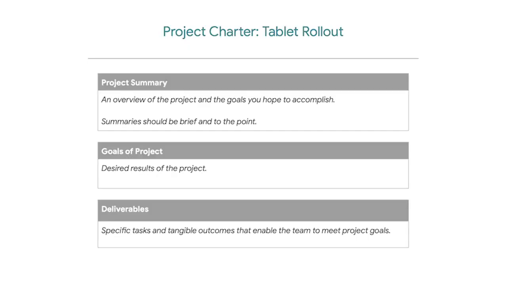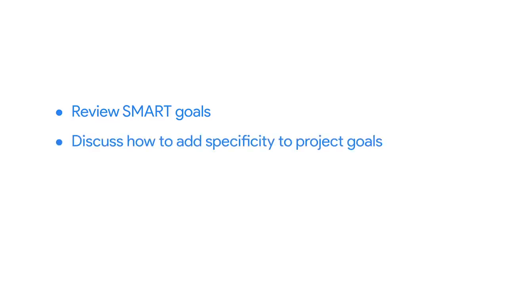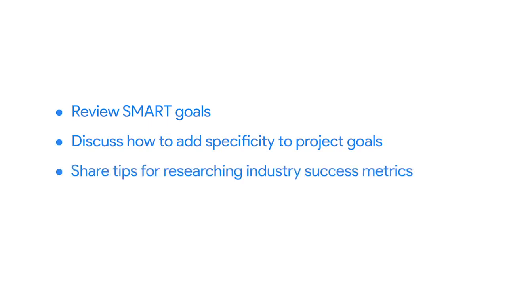Welcome back. By now, you've drafted the project summary, goals, and deliverables in the project charter. And you've identified details in the project charter where stakeholders need to be in alignment. In this video, I'll review SMART goals and discuss how to add specificity to your project goals. I'll also share some tips for researching industry success metrics, which are helpful in adding specificity to your goals and deliverables.